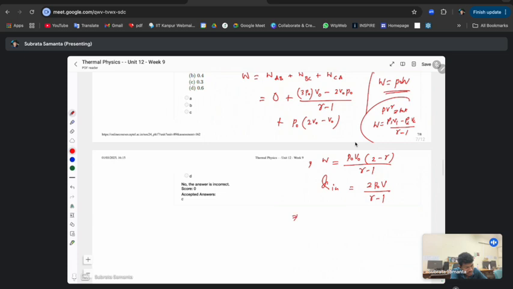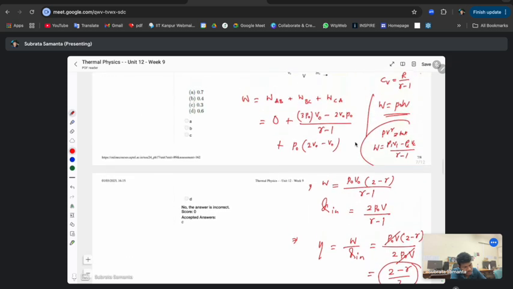So this implies that eta is W over Q in. W is basically P naught V times (2 minus gamma), over 2 P naught V, right? So the P naught V cancels, and it's (2 minus gamma) over 2. So this is your efficiency, right?